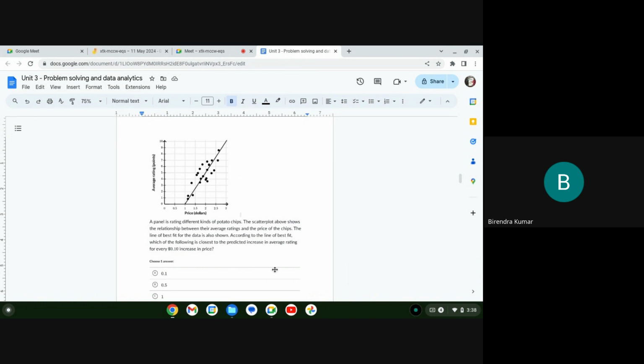It's saying that we agree that if the price is increasing, rating is increasing. The question is, how much is the increase in rating for every increase of 10 cents? Meaning, when the price is increasing, rating is increasing. So they say, okay, tell me by how much? By every increase of 10 cents, how many rating points will increase?